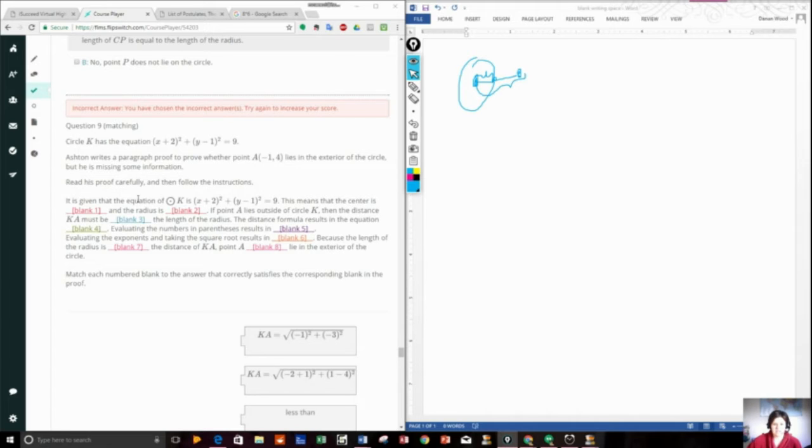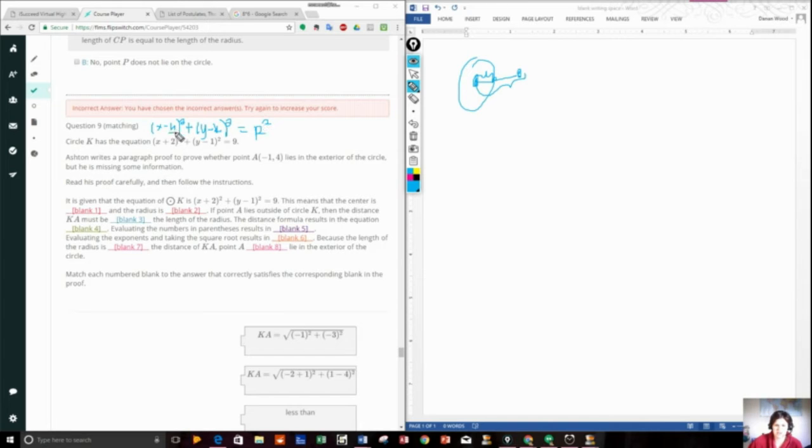So it is given that the equation of circle K is (x + 2)² + (y − 1)² = 9. This means that the center is blank. Okay. Well, I'm remembering back to the equation of a circle, and it's (x − h)² + (y − k)² = r².